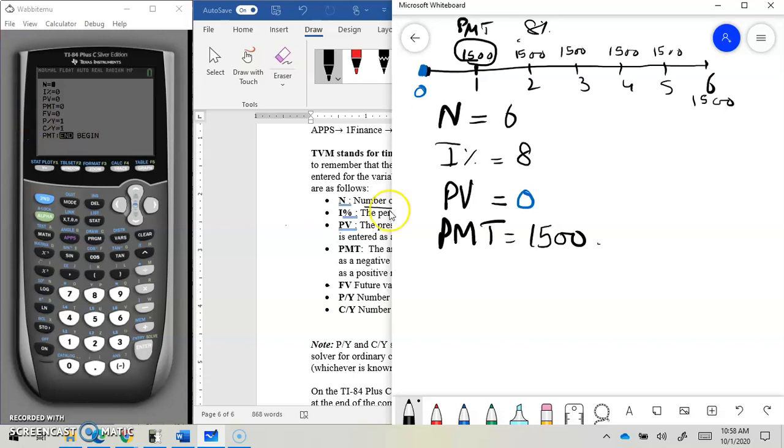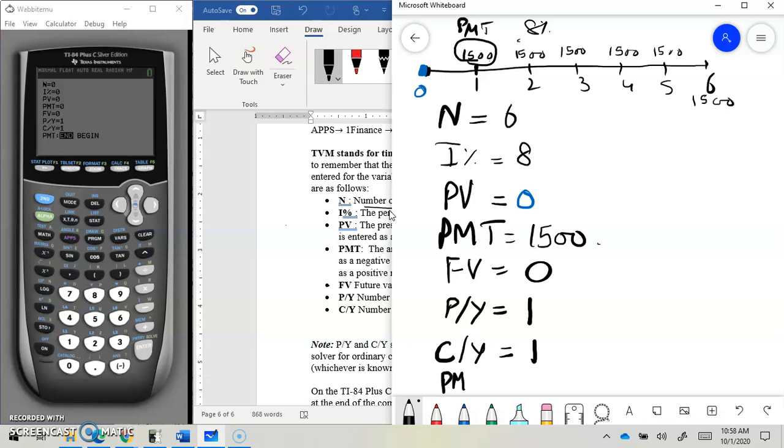Then we have future value. We still do not know what the future value is. We're going to leave it at 0 right now. Next is payments per year. How many payments are we making per year? Because we were making one payment annually, that has to be 1. Next is compounding per year, meaning how is the interest compounded? The interest was also compounded annually in this case, so that has to be 1 also.